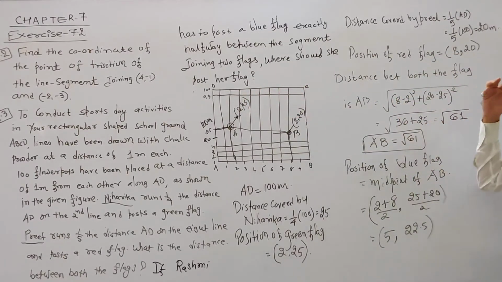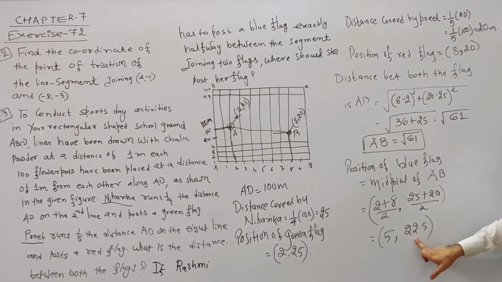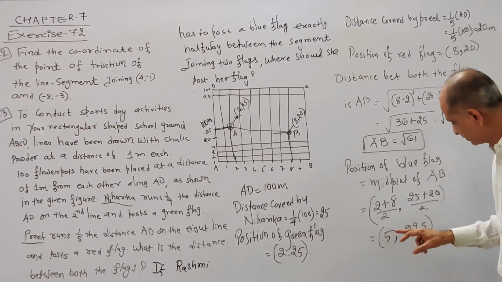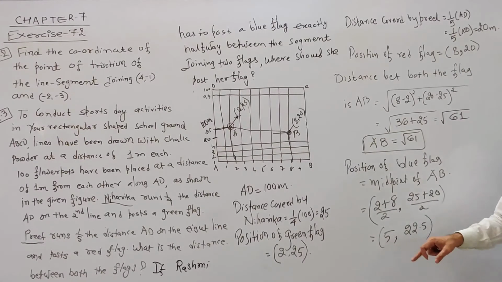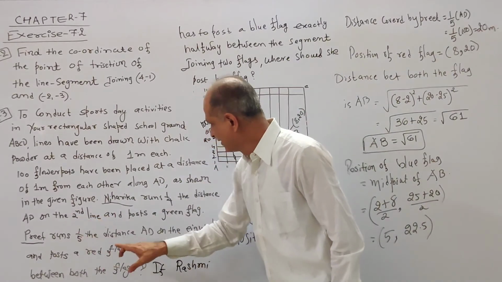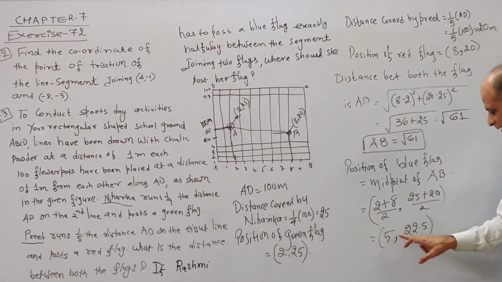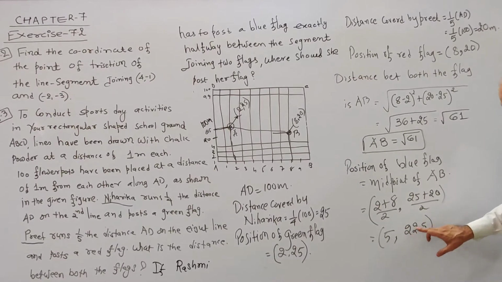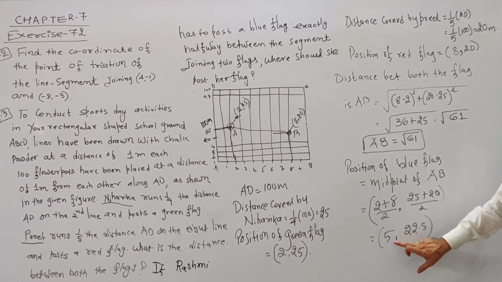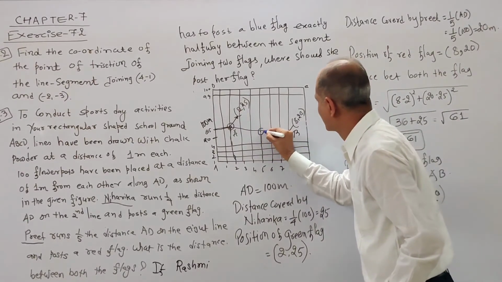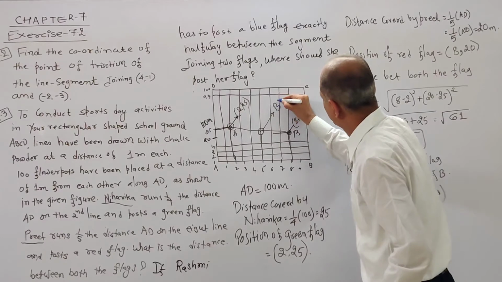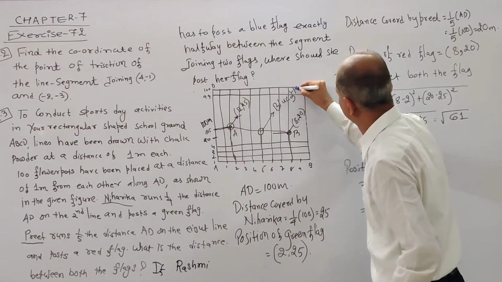So the answer of the second question, where should she post her flag? So Rasmi posts her flag at a distance of 22.5 meters on the fifth row. Here on the second line, here it is the eighth line. Similarly, C posts the flag at 22.5 meter distance on the fifth line. So fifth line and 22.5 meter distance, and this is the position of the blue flag.